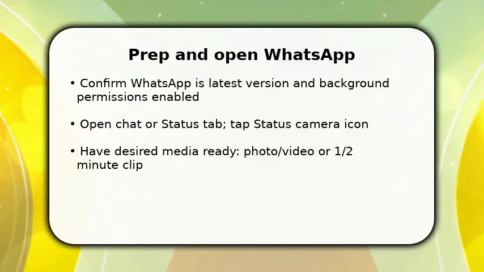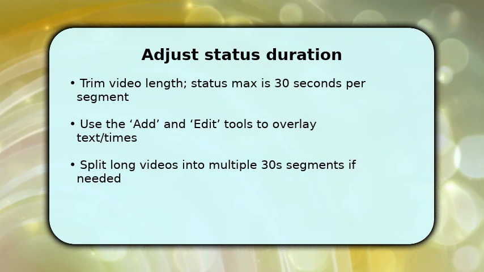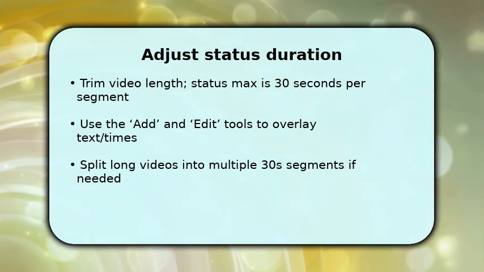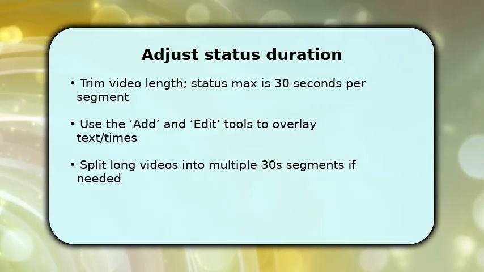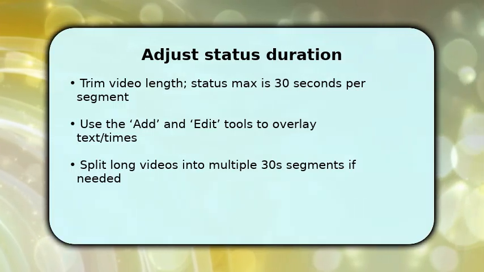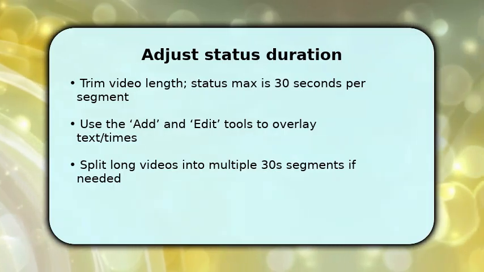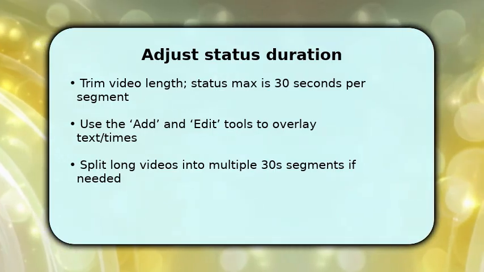Now focus on how to control what viewers see and for how long. Trim the clip to 30 seconds per segment because WhatsApp splits longer videos automatically. Make sure your key timestamp appears within the first 30 seconds. Use the text tool to add a visible time or caption and position it so it isn't cut off by the interface. If you need longer visibility, split content into sequential 30-second segments. That keeps the timing consistent and predictable for viewers.